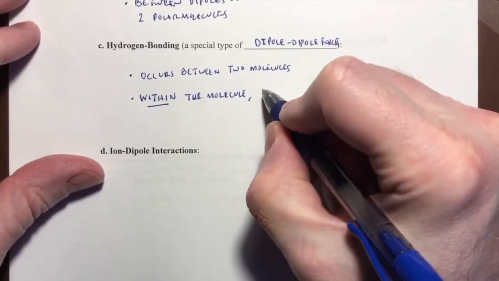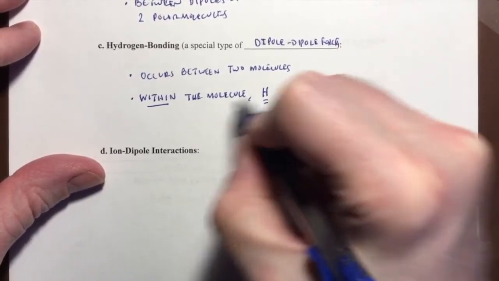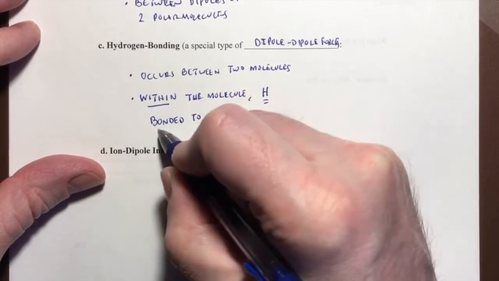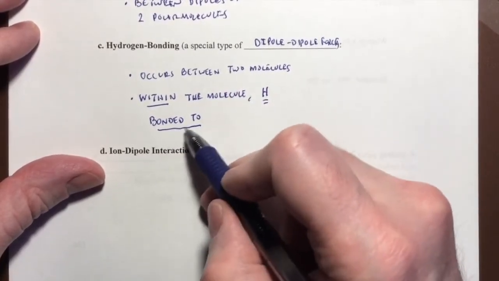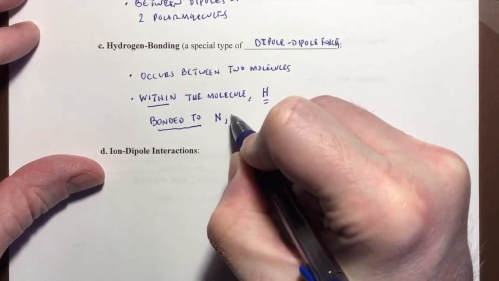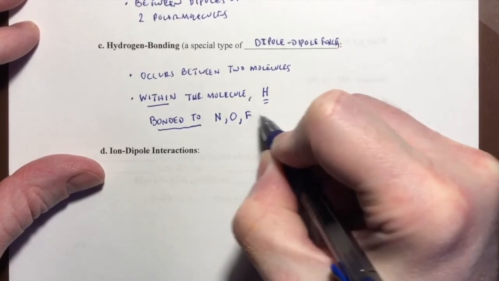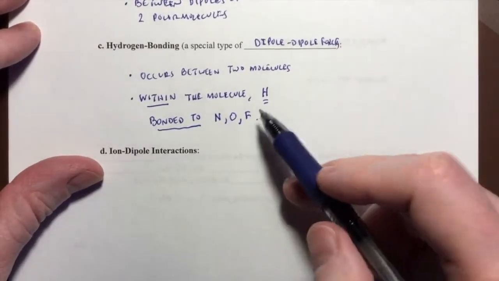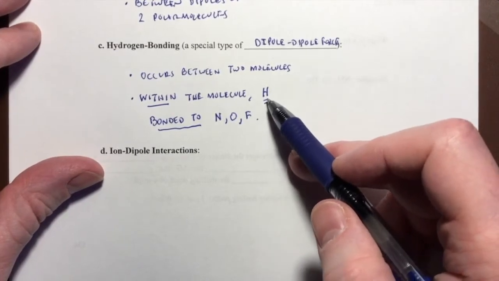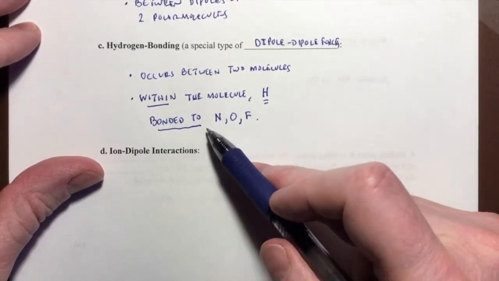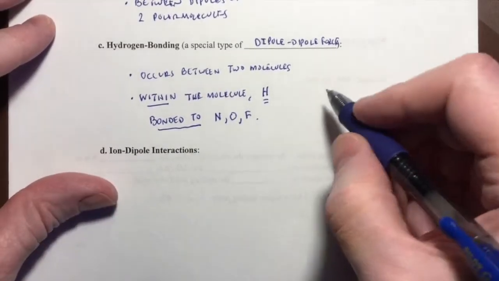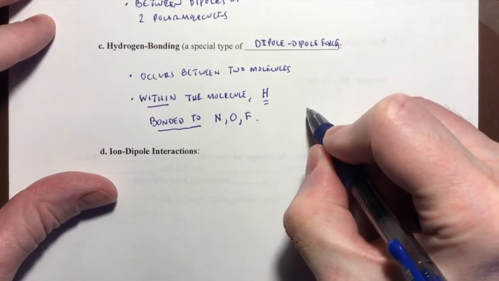And we have to have a hydrogen bonded to, and there we do mean bonded to, directly bonded to, a nitrogen, an oxygen, or a fluorine. So within a particular molecule, we have to have a hydrogen directly bonded to either a nitrogen, oxygen, or fluorine. And the classic example of this is the water molecule.